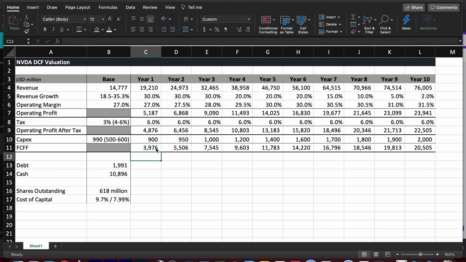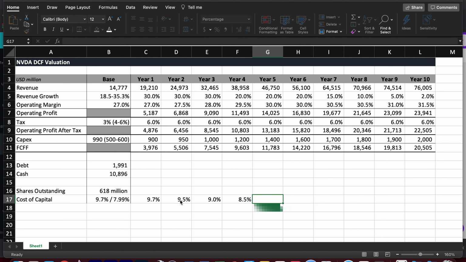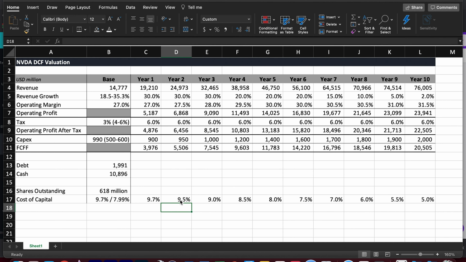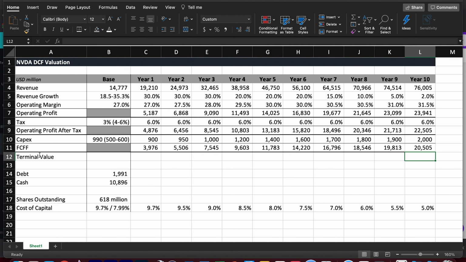We have these cash flow forecasts for the next 10 years, but we also need to calculate what is called a terminal value. What is Nvidia going to be worth in 10 years? We need to make assumptions on what Nvidia's cost of capital is going to be over the next 10 years. Let's assume it's 9.7% today, and that it will drop gradually to 5% in 10 years. To calculate terminal value, we use the Gordon growth formula. For us, we're going to take the final year's cash flow and divide that by the difference between Nvidia's expected cost of capital and its final revenue growth rate.